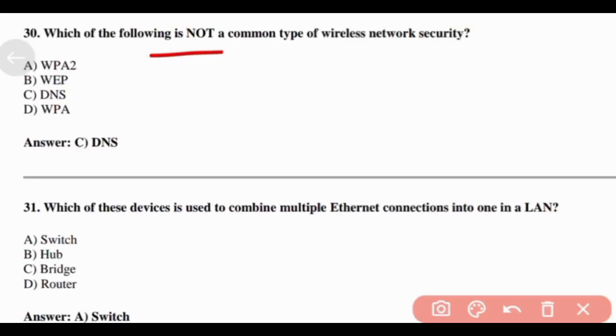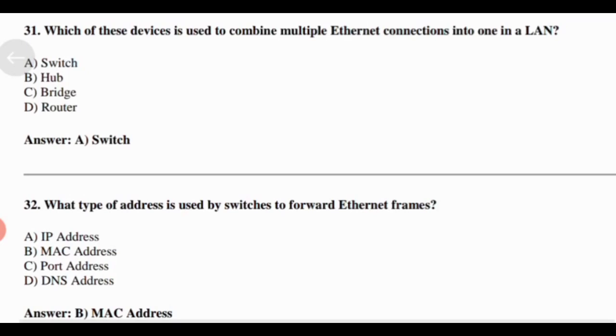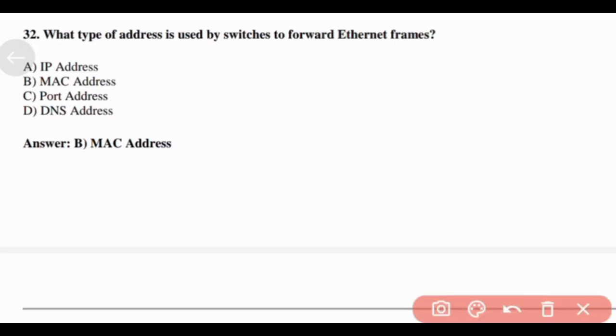Which of the following is not a common type of wireless network security? DNS. Which of these devices is used to combine multiple Ethernet connections into one in a LAN? Switch. What type of address is used by switches to forward Ethernet frames? MAC address.